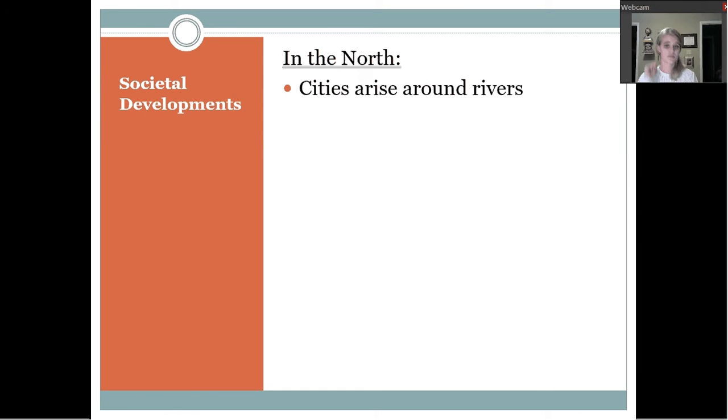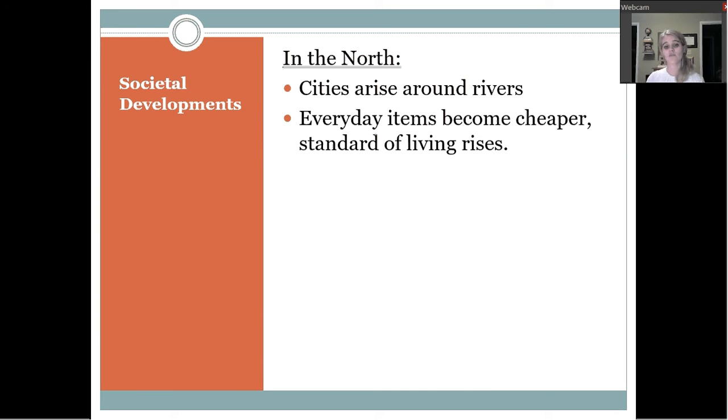So in the North, as more of these factories are popping up, cities are starting to come up around these rivers where these factories are being built. People have to have somewhere to live. Like, they're going to work in a factory, they've got to have a place to live. So everyday items are going to start becoming cheaper because they're being produced in a factory. Standard of living is going to go up. You don't have to spend an arm and a leg on this one thing because it's been craft made. So that's really a big deal.